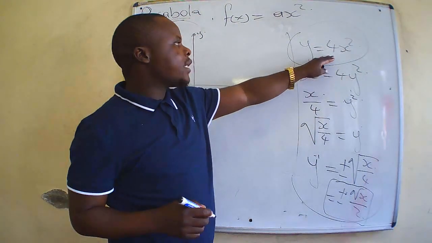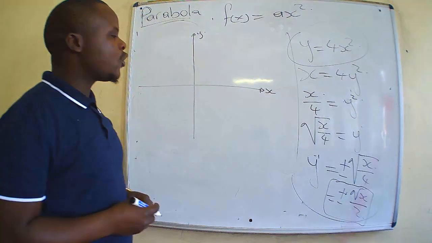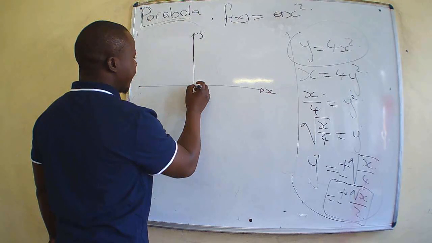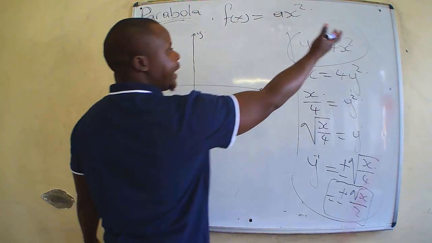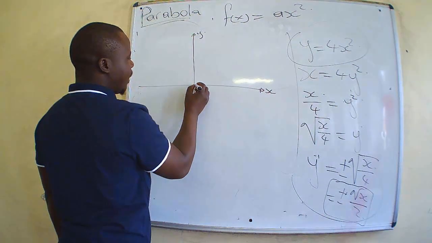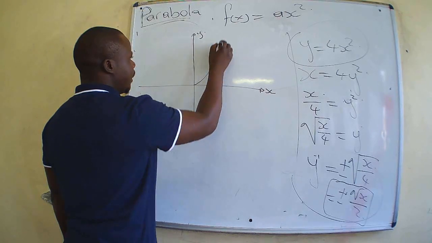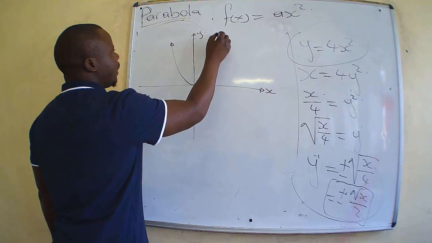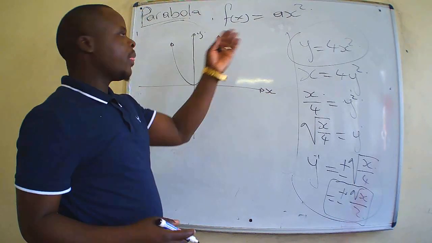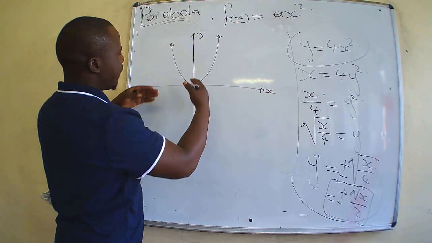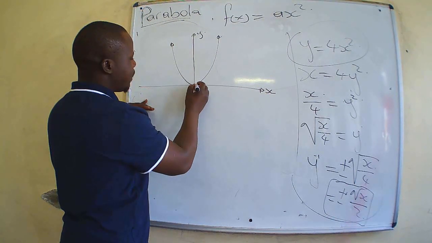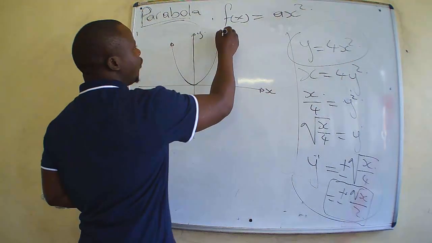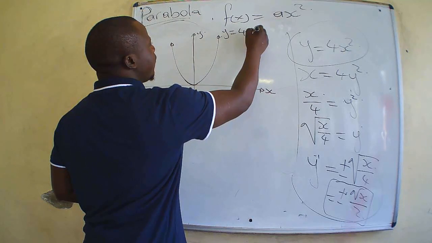Our original is y is equal to 4x squared. We can draw our graph. It is centered on the origin because when x is 0, y is 0. It rises like this. Now we know that it's a smile. It has a minimum point where x is equal to 0. So this is our graph of y is equal to 4x squared.